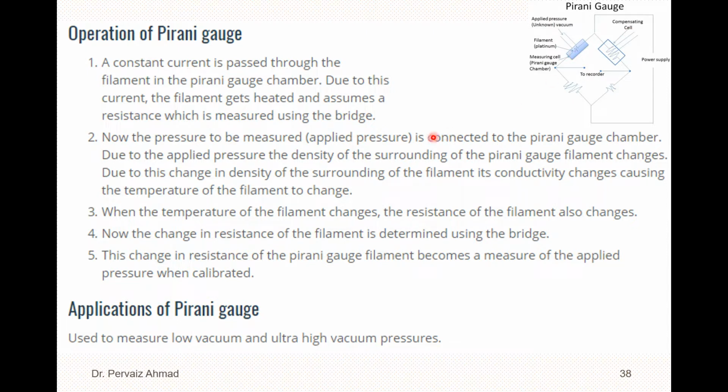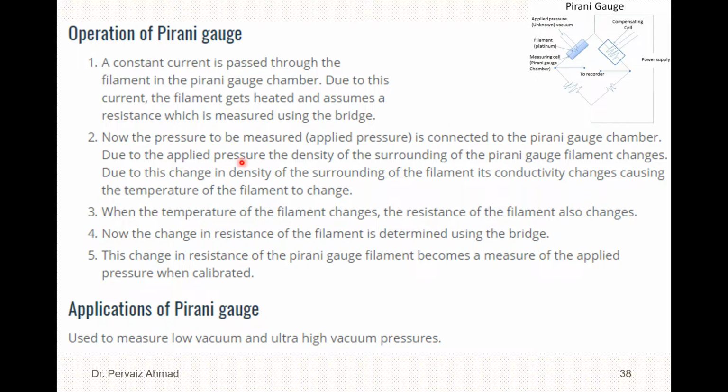Then what happens next? Now, the pressure to be measured, which we call the applied pressure, is connected to the Pirani gauge chamber. The pressure to be measured is attached to this Pirani gauge chamber. The filament is inside, but this whole box structure is called the Pirani gauge chamber. What is basically the function of this chamber? The pressure to be measured, the applied pressure, is admitted into the Pirani gauge chamber.